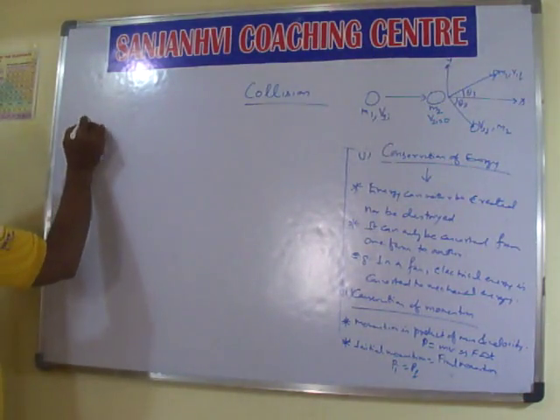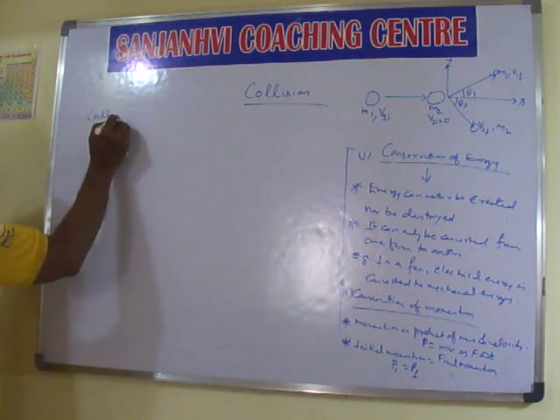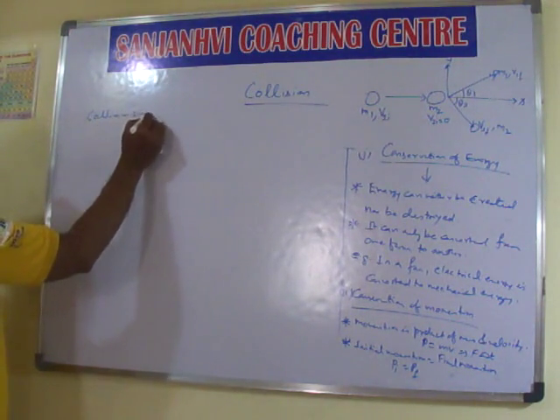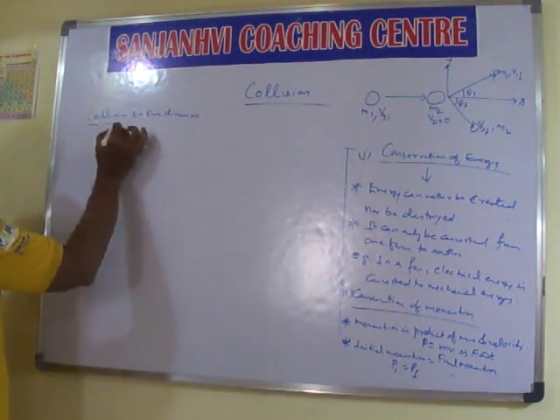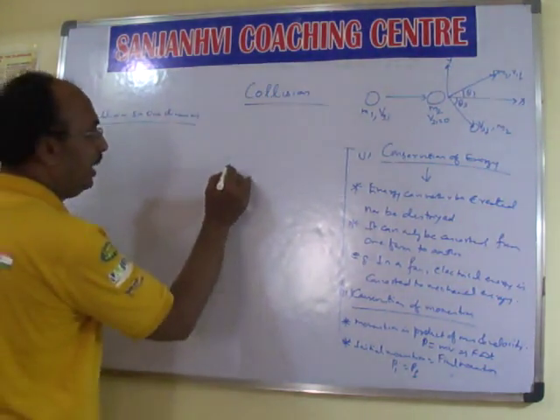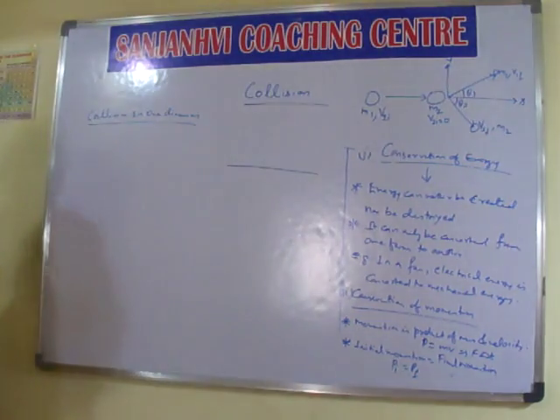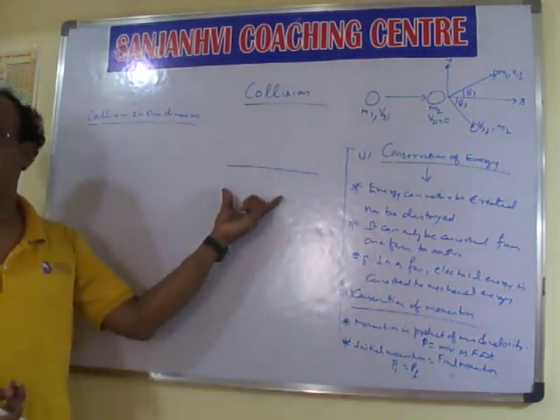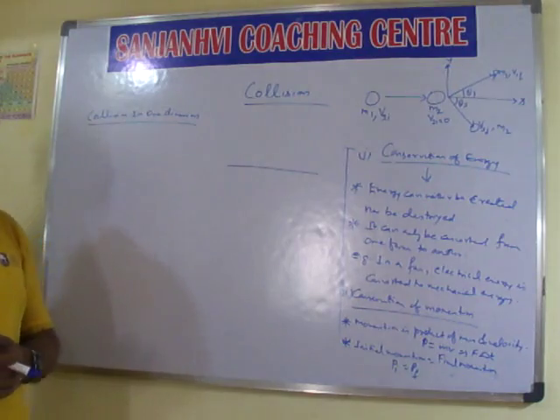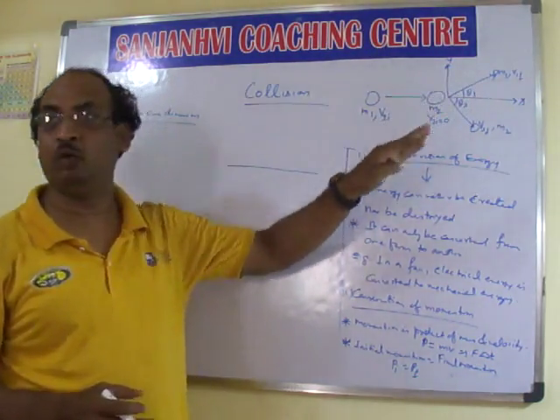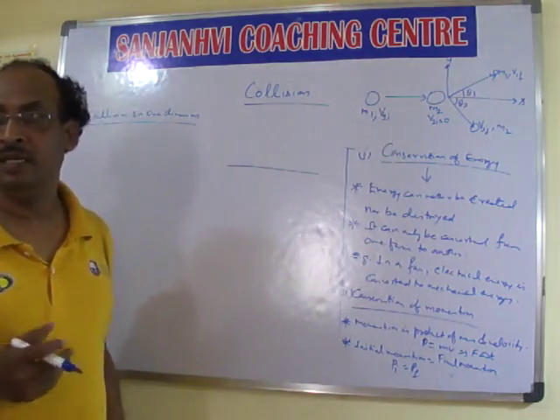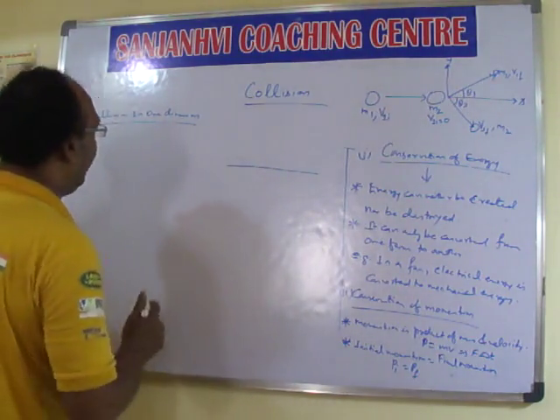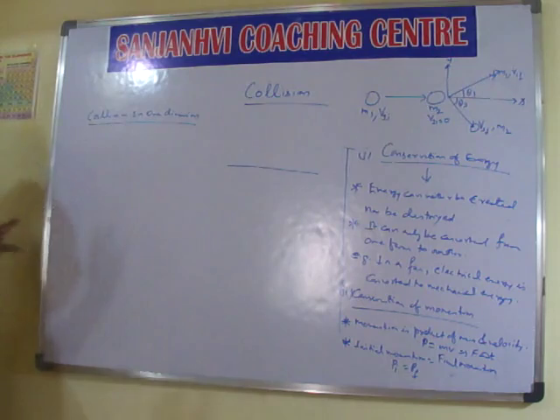So, collision in one dimension. One dimension means what? It is moving in a straight line, only one axis. So in that case, theta 1 and theta 2 will be 0.